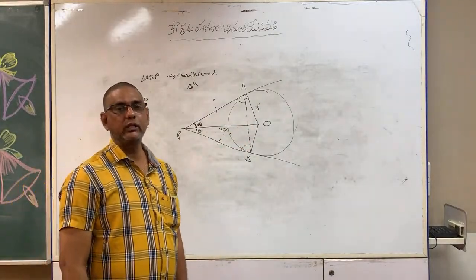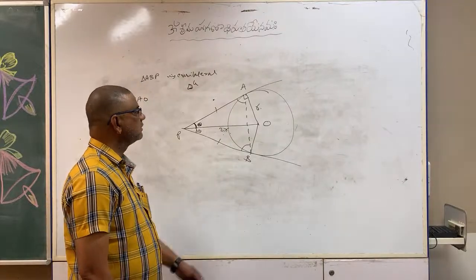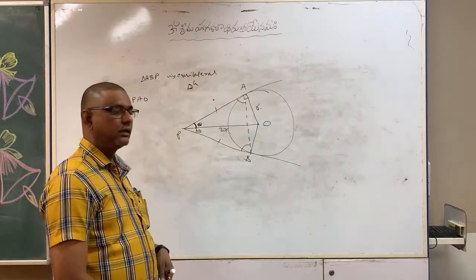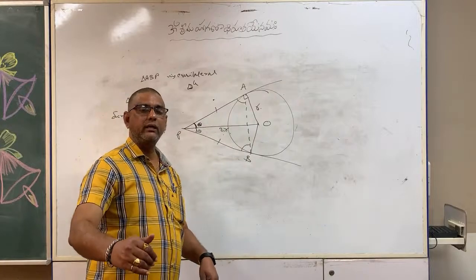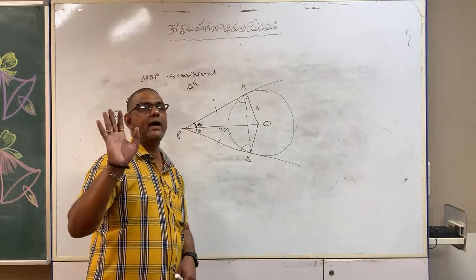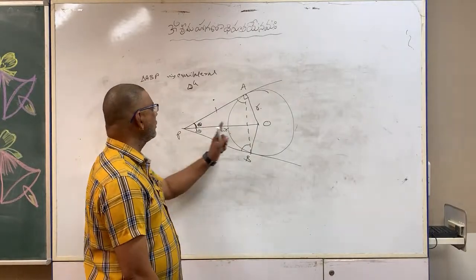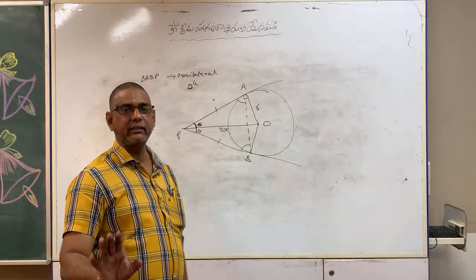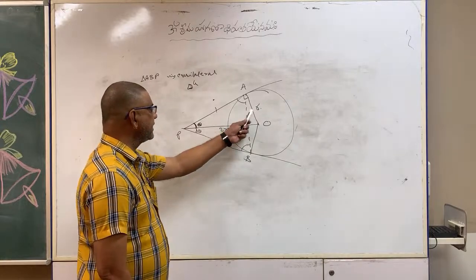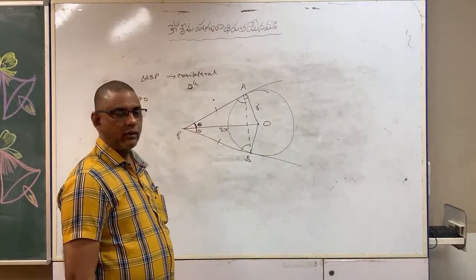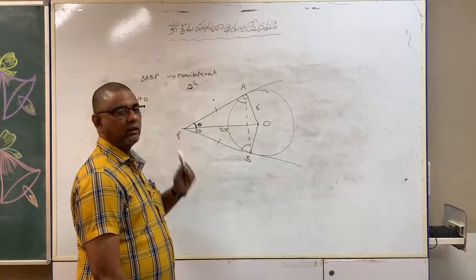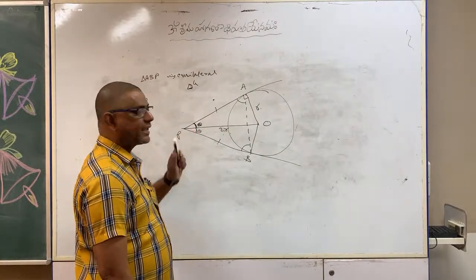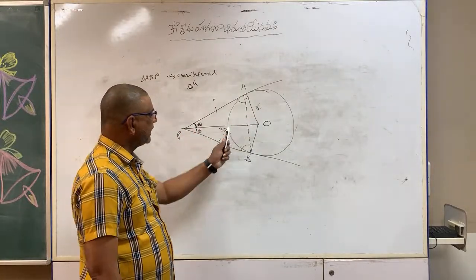Why we have to take only those two? Because this is R we know, and PO is given as equal to diameter. PO is given, meaning its length is equal to diameter. That means these two sides we know, and we are going to find out this angle. With respect to this angle, this is the opposite side, this is the hypotenuse.